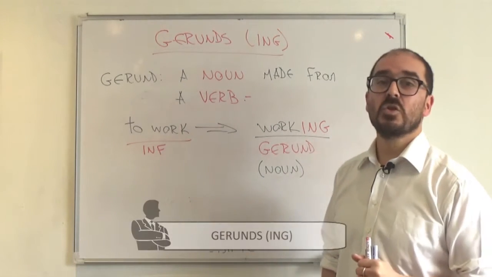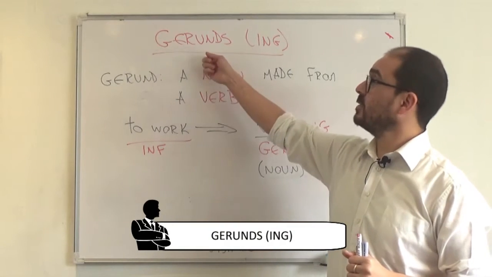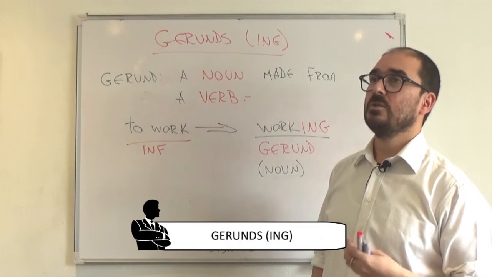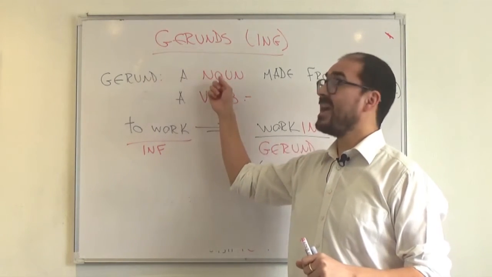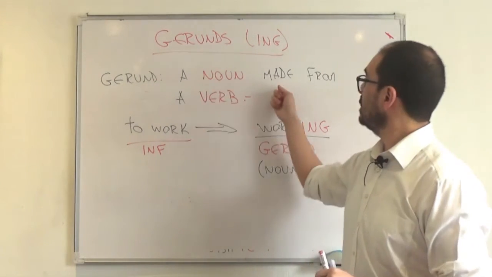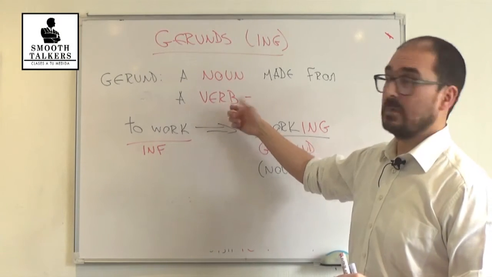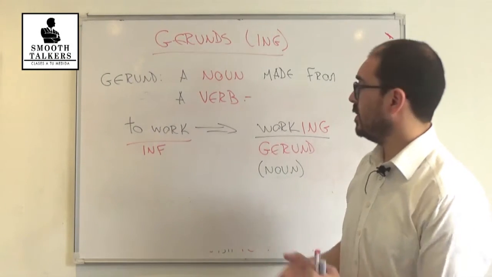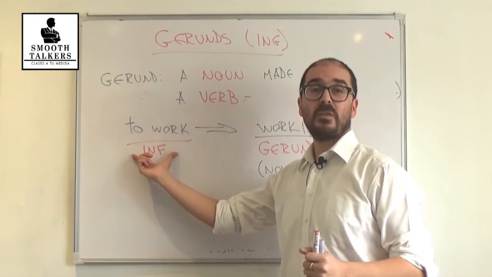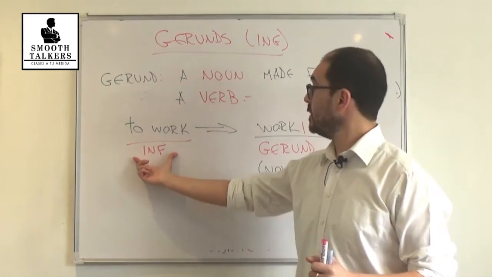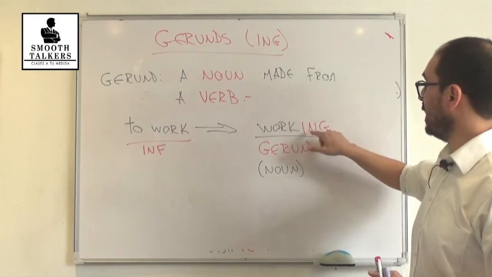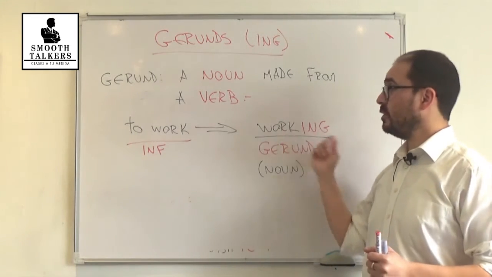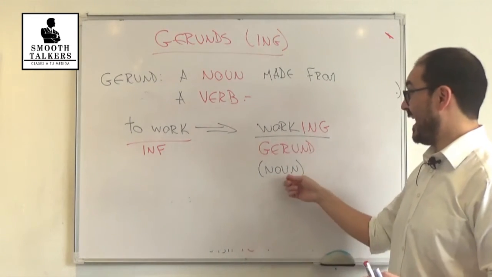Today we're going to be talking about using gerunds. Talking, doing. What's a gerund? A gerund is a noun made from a verb. What is this? Well, we take a verb, for example, an infinitive like to work, and what do we do? We add the suffix ing to the end, and now voila, we have a noun.